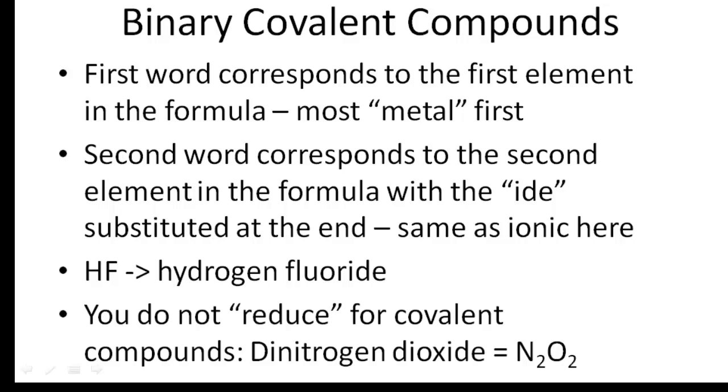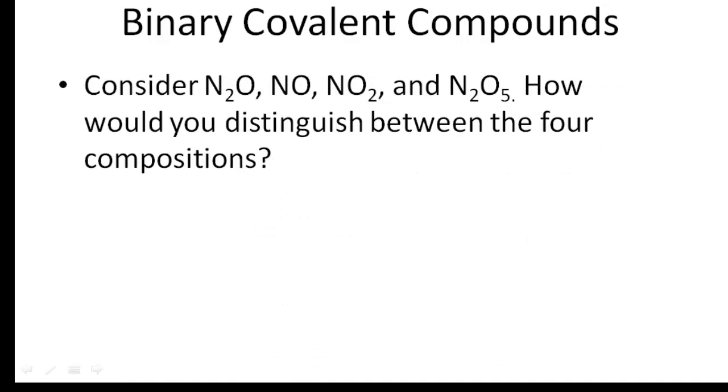One thing of note is that you do not reduce for covalent compounds. Dinitrogen dioxide stays dinitrogen dioxide, N2O2. If that was ionic, of course we'd reduce it, but we do not reduce for covalent compounds. Consider N2O, NO, NO2, and N2O5. In many cases for covalent compounds, the two elements can combine in several different ways to make completely different compounds. And this cannot happen with ionic compounds except in the cases of metals that form more than one charge.